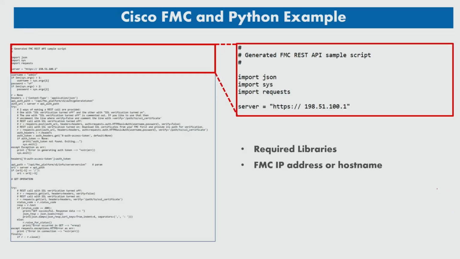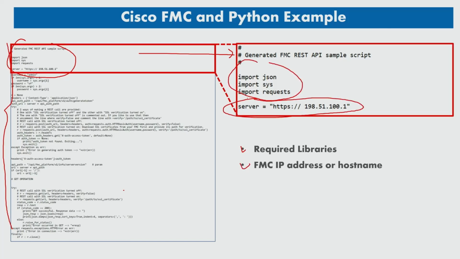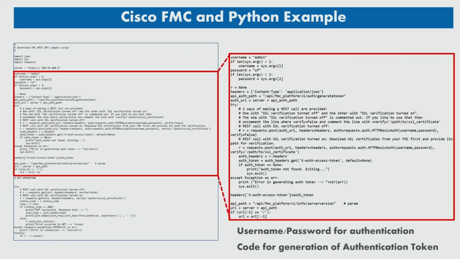The following are the contents of the Python script that uses the Cisco FMC REST APIs. This is the whole code, and this part here I just zoomed in. It shows you the required libraries, which is this, and the FMC IP address, or you can put the hostname. That's the first part. Then you have the username and password for authentication here, which is at the beginning of the code. And you have the code for generation of the authentication token here.